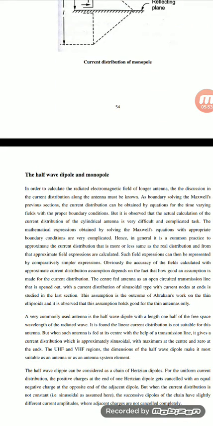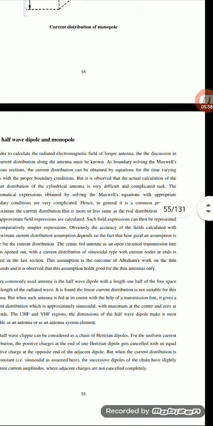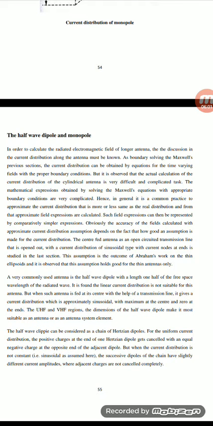Next, go for the half wave dipole or monopole. Half wave dipole means we take one antenna and divide it into two parts. That is the half wave dipole antenna. Monopole means we divide it again in half. So there are small dipole antennas, half wave dipole antennas and monopole antennas. Monopole means very small antennas, used in mobile phones.